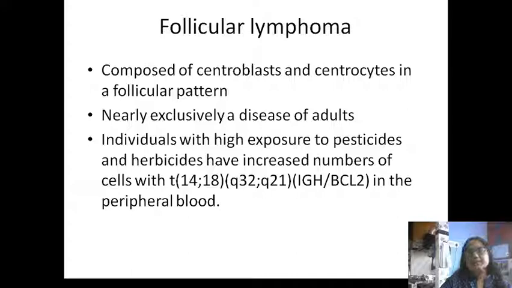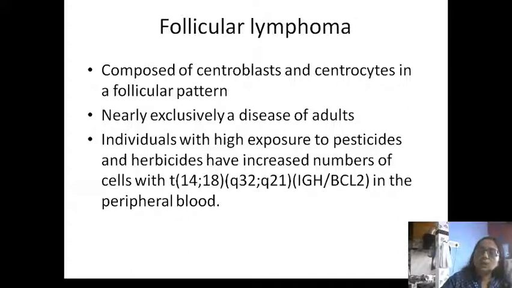Now, the second example of non-Hodgkin lymphoma is follicular lymphoma, which is composed of centroblasts and centrocytes in a follicular pattern. So here lies the question of differentiation from reactive follicular hyperplasia. Reactive follicular hyperplasia may be mistaken for a follicular lymphoma, so we will have to be very careful. It is nearly exclusively a disease of adults, and individuals exposed to pesticides and herbicides have a translocation between chromosome 14 and 18.